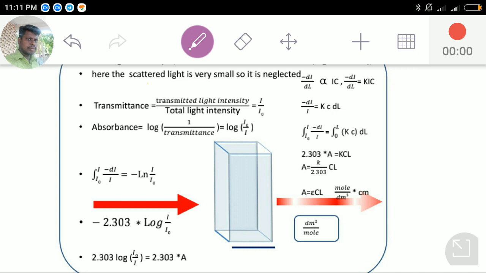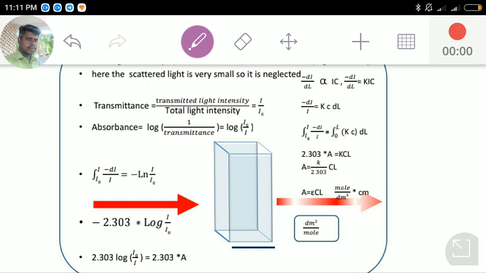So now we obtain this equation. We just move this constant 2.303 to the right hand side. We will get another constant, k by 2.303. We define another constant k by 2.303 as x1. So the final equation we obtain is A equal to x1 c l.